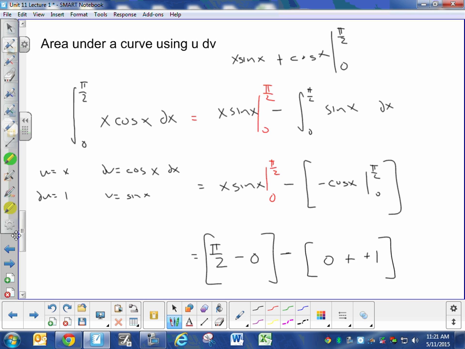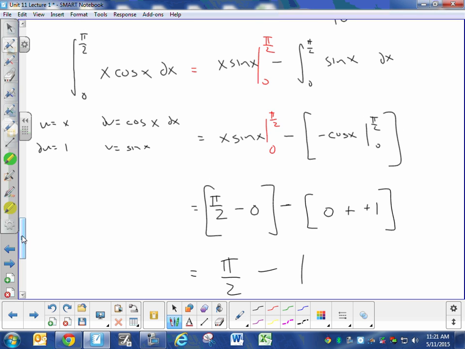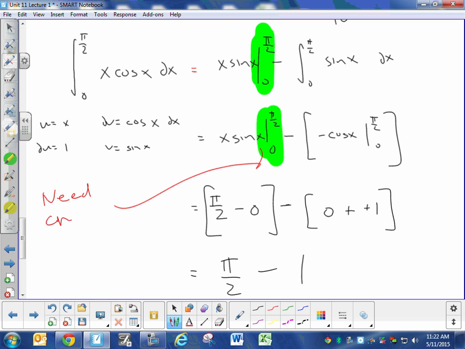So you don't do x sine x minus 1 and then change to that. No, because we already found the change in negative cos x. That's where this came from. So we get pi over 2 minus 1. Okay, this is very important. You have to find the change in the UV as well as the change in the VDU.